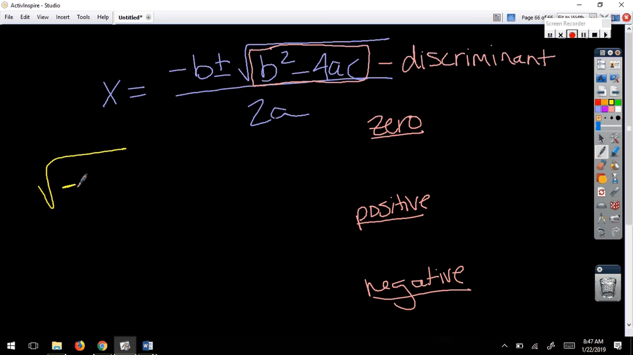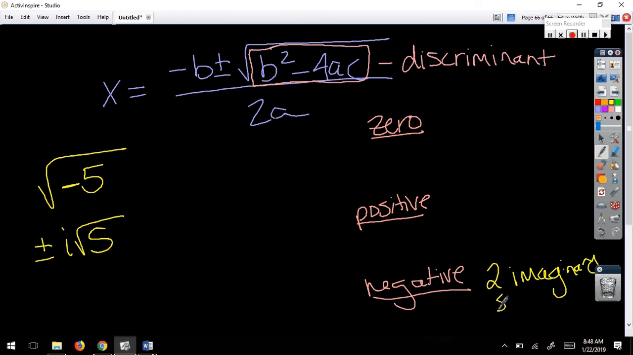Okay, if I'm under a radical and I have a negative number, I get imaginary numbers, right? So if I have, let's say, the square root of negative 5 or whatever it is, it doesn't matter, then the plus or minus is still there, right? But it becomes imaginary. So if you do b squared minus 4ac and get a negative number, that tells me I'm going to have 2 imaginary solutions. Remember, that means it doesn't have any x-intercepts on an xy plane. So maybe it sits up above like this or down below. It just never crosses.